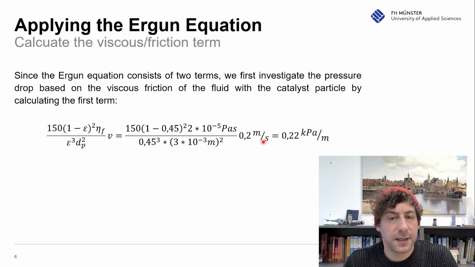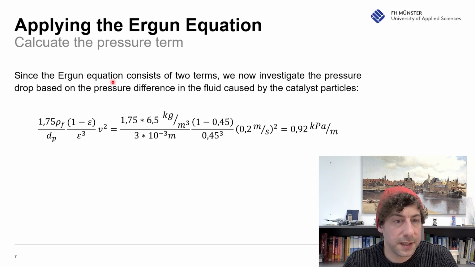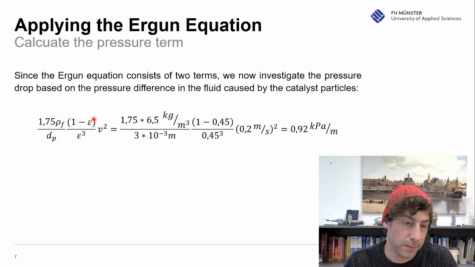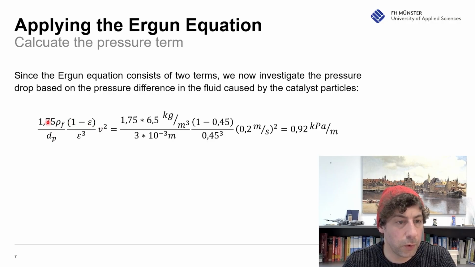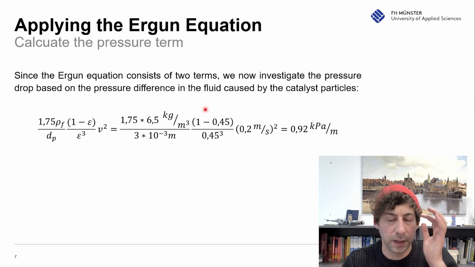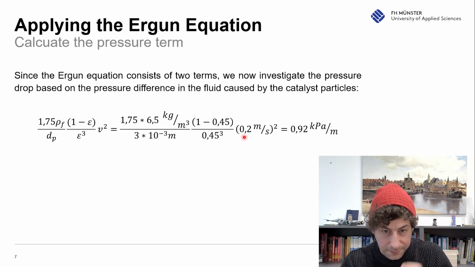Okay, then now let's take a look at the second part. The second part in the Ergun equation is the pressure term, and for the pressure term we have this equation, this part from the Ergun equation: 1.75, density of the fluid, 1 minus porosity divided by porosity cubed, particle size and velocity squared. And if you again put in all the numbers, we have all of the numbers.